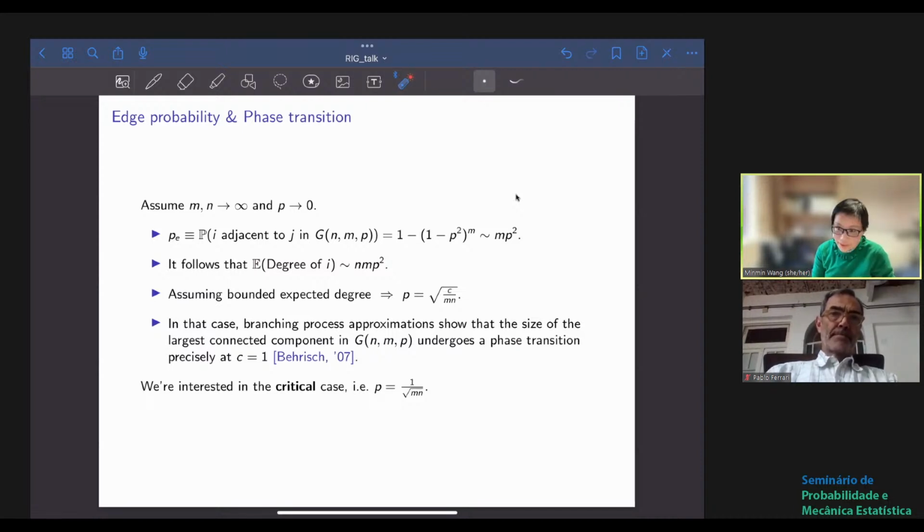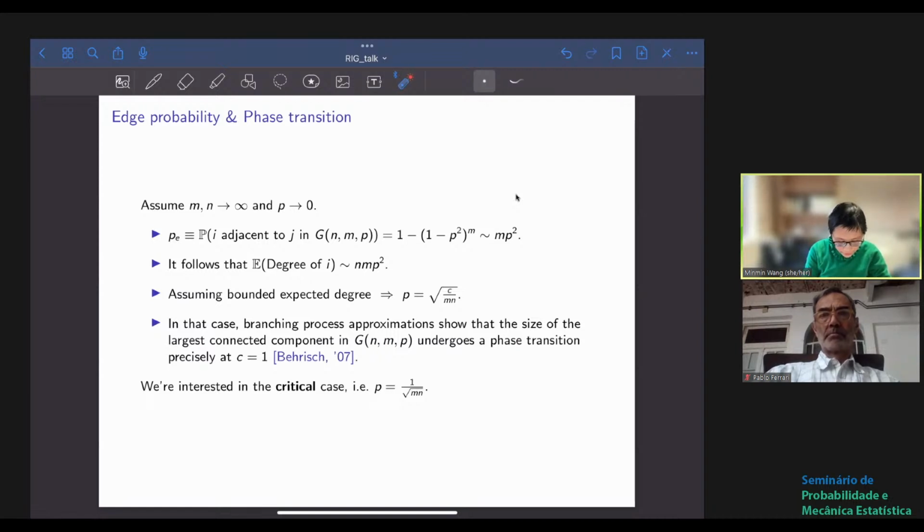First, let's look at the probability of having an edge in the random intersection graph. Everybody is treated the same here, so I can just pick any two, let's say i and j. This is the probability that i is adjacent to j in the random intersection graph, which I denote as G(n,m,p). So what is this probability?